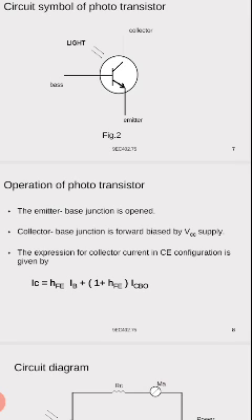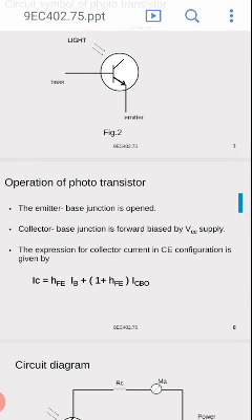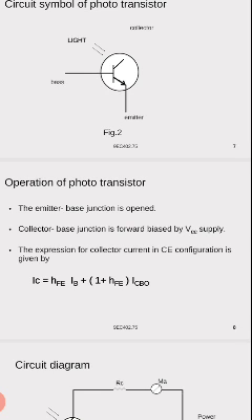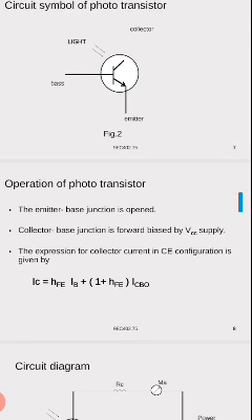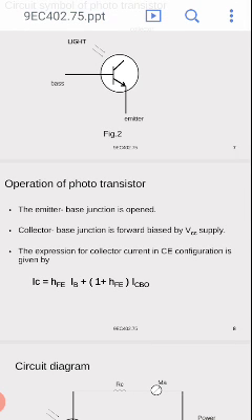For small change in the base current, there will be large change in the collector current, because HFE value or beta value is more than 100. Hence we say for small change in the base current, there will be large change in the collector current.